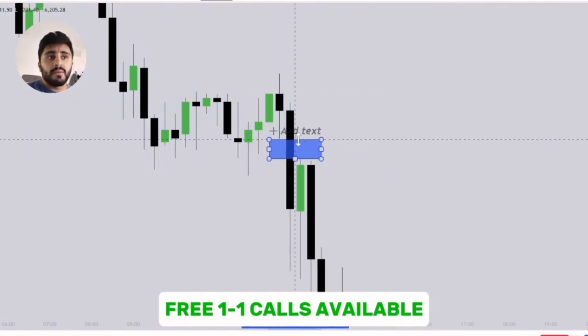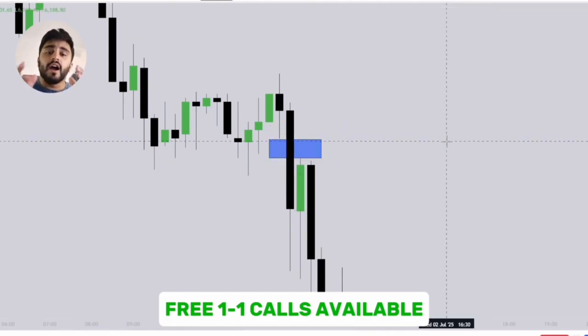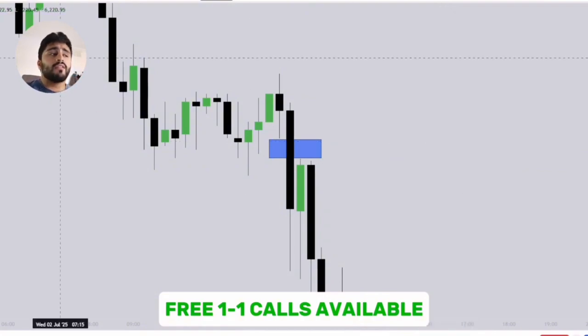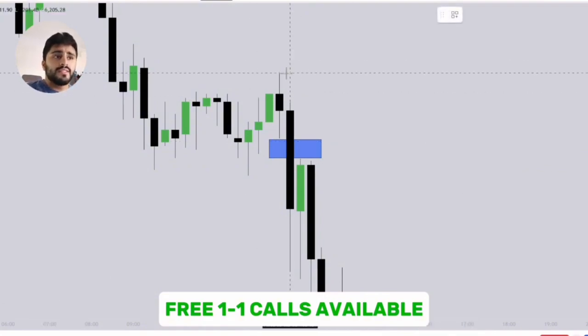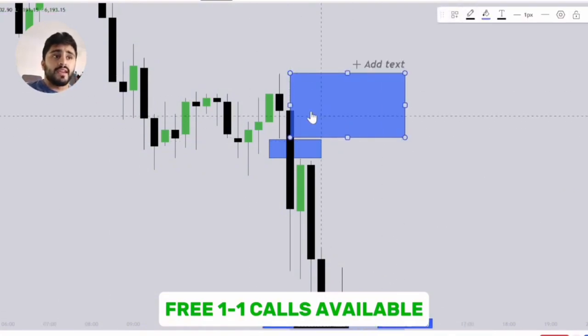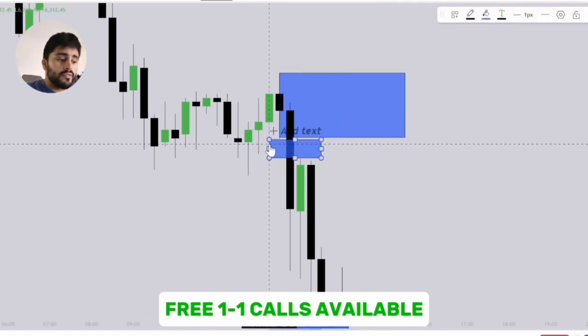Now, I often get questions about my point of interest. I don't trade directly inside of the fair value gap. I use the fair value gap to dictate where my key levels are going to be, where my supply and demand zones are. In this case, and in every other case, I take the candle before the fair value gap.